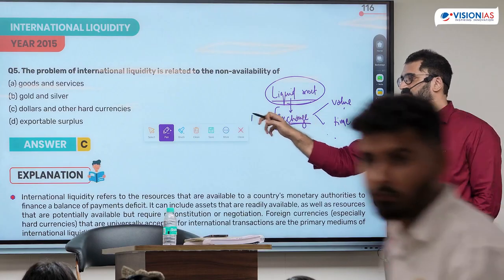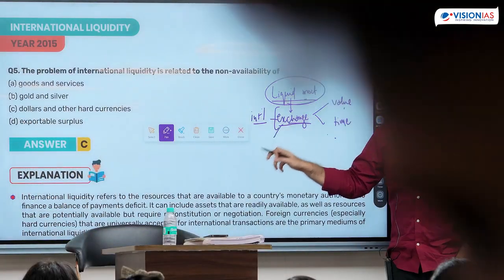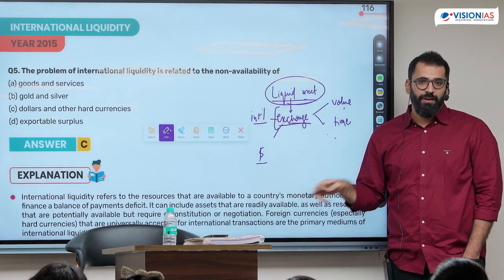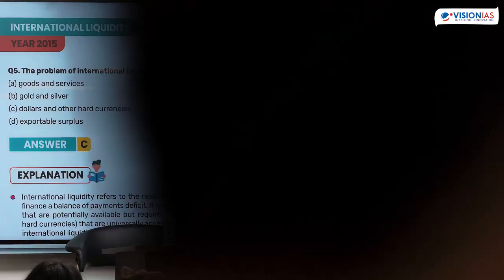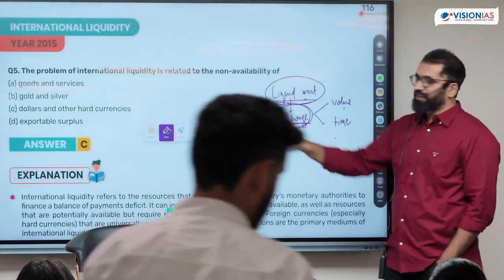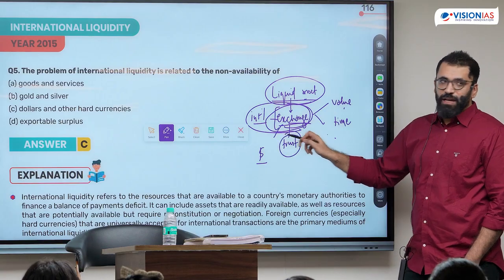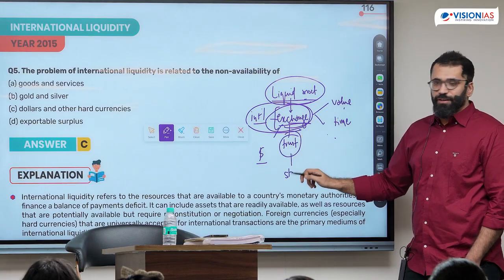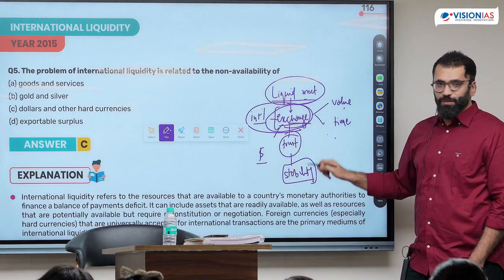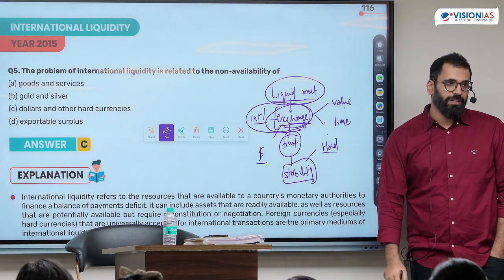International exchanges happen in what form? In what asset? Dollars. Why dollar? Most reliable. Why is it most reliable? For any international exchange to happen, people who are involved in exchange should trust. And in order to have trust, you need to have stability. The currencies which are mostly stable are what are called hard currencies. Dollar is one of the hard currencies.